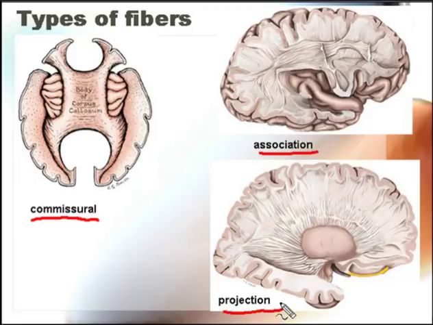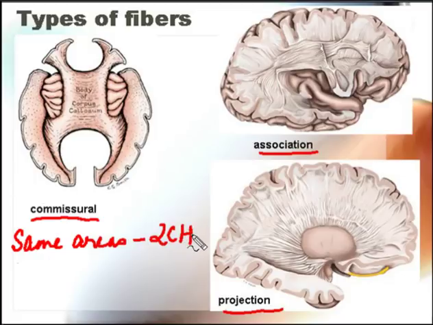Commissural fibers are those fibers which connect the same areas of the two cerebral hemispheres. So, for example, the frontal lobe of one hemisphere will be connected to the frontal lobe of the other. The parietal of one will be connected to the parietal of the other. The occipital of one will be connected to the occipital of the other, and the temporal of one will be connected to the temporal of the other.